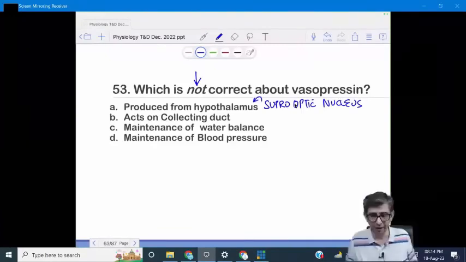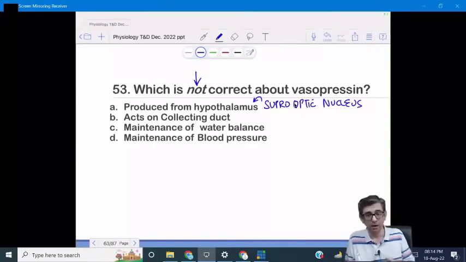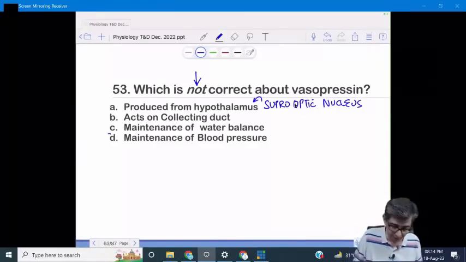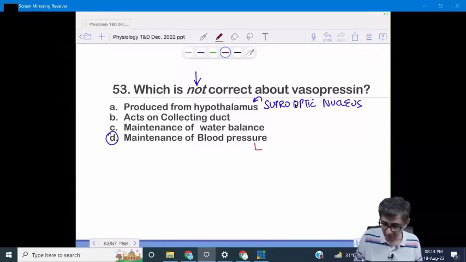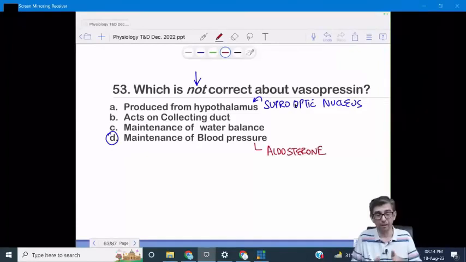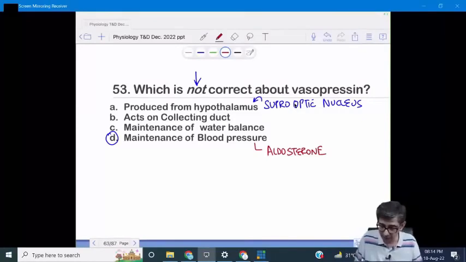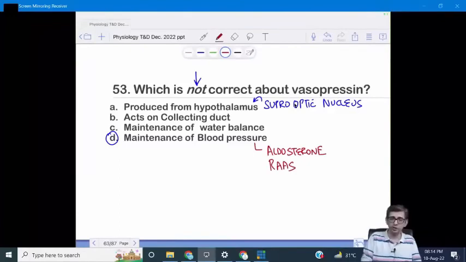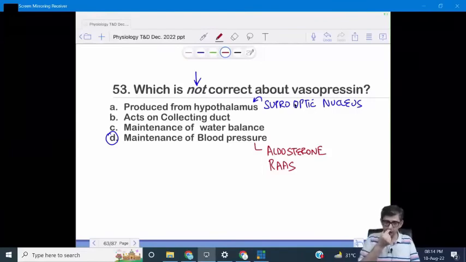It acts on the collecting duct. That's also correct. Water balance is also there, but it is not a regulator of blood pressure. Blood pressure regulation is mainly a function with respect to aldosterone. Postural adjustment of blood pressure is always with respect to the RAS system, and in the RAS system, we do not include vasopressin. Yes, the correct answer for 53 is option number D.